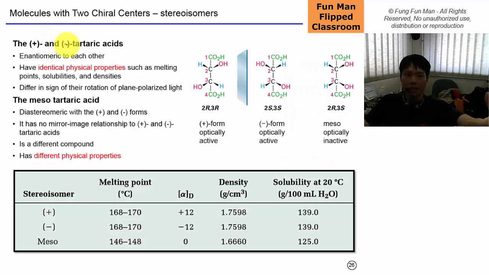For the plus and the minus tartaric acid, we know that they are enantiomers of each other. They have the same identical physical properties like melting point, boiling point, and density. We went through this again, but let's drill it into you. And they differ in the sign of the rotation of plane polarized light. For the meso tartaric acid form, there's no mirror image relationship. So it's a different compound, and hence it has different physical properties. So see that, right? The specific rotation is 0 because it is not even chiral. Melting point different from these two, different density, different solubility.